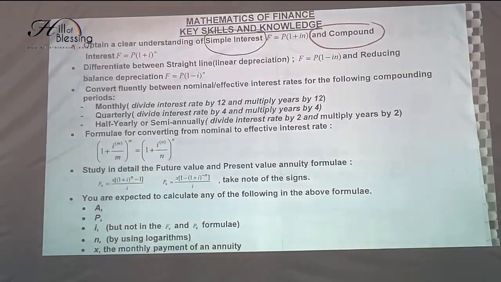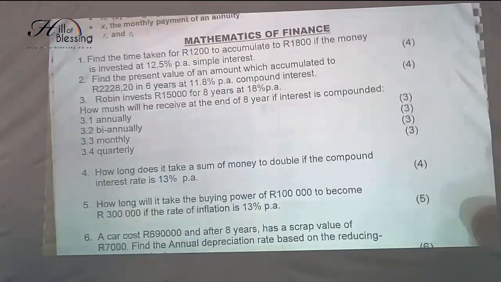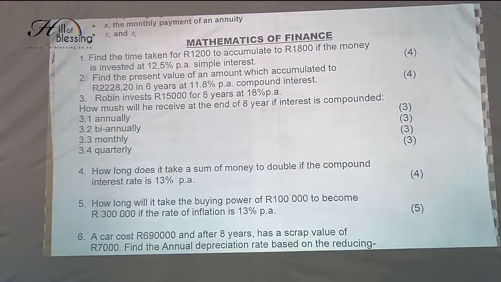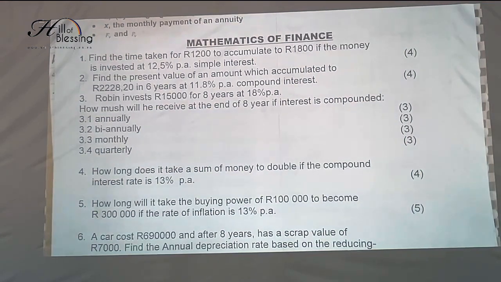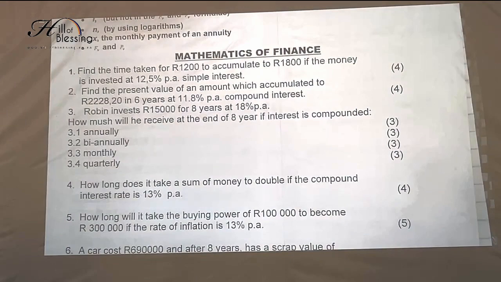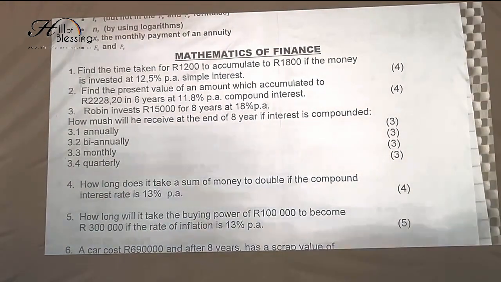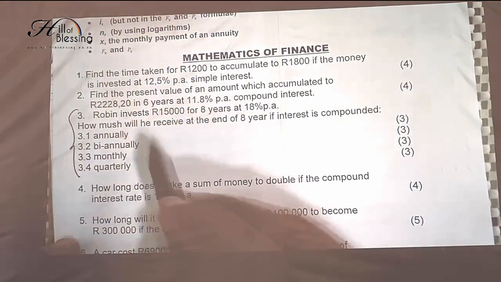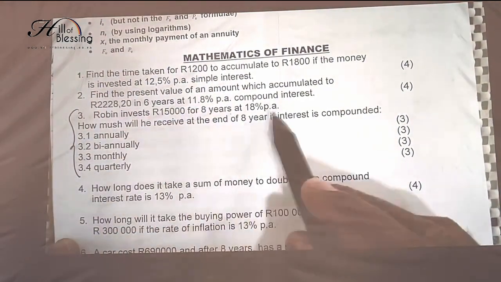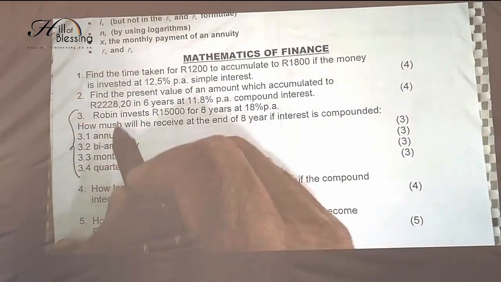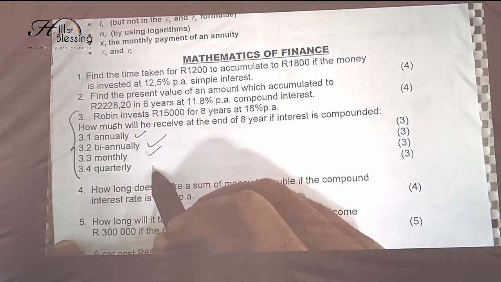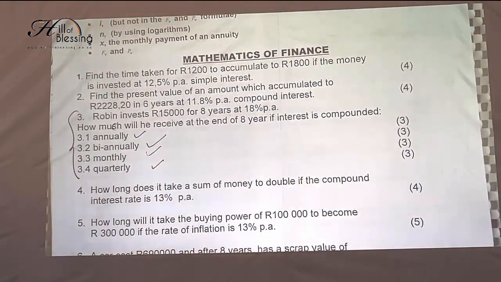I put in some questions in this booklet. So if you look at the homework and the way I designed the lesson for today, as you can see, find the time taken for that to accumulate to that, if the money is invested at simple interest. So that's a straightforward simple interest. And if you look very carefully here, I put this purposely on Thursday: Robin invests that for 8 years at 18%. How much will he receive? Annually, biannually, monthly, and quarterly. So you can work that out at home.